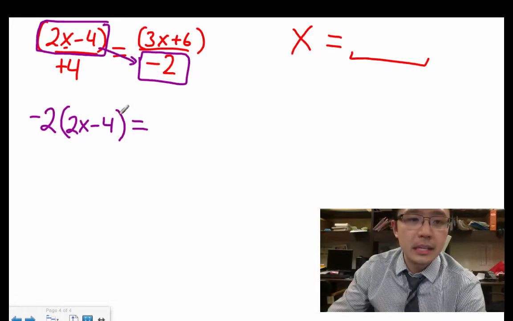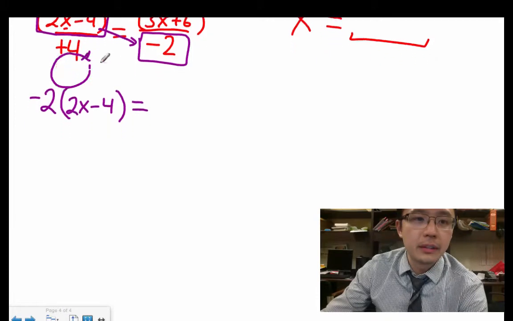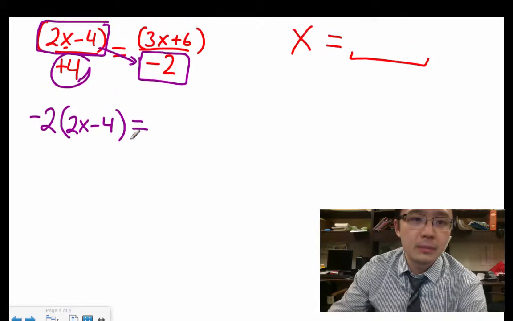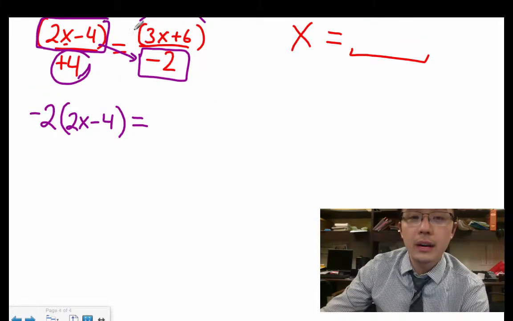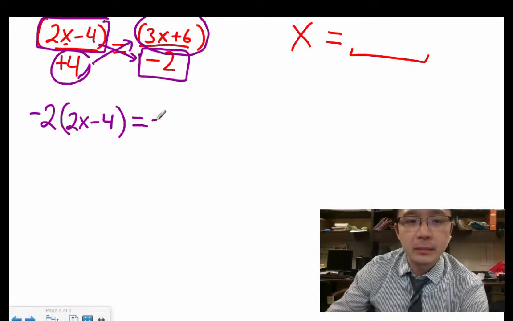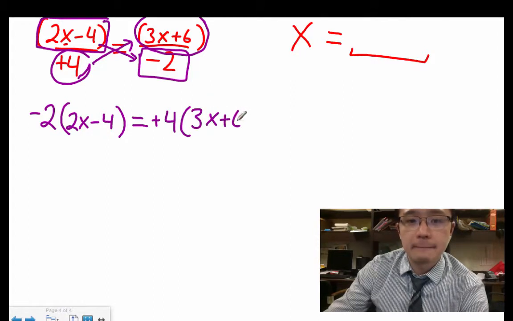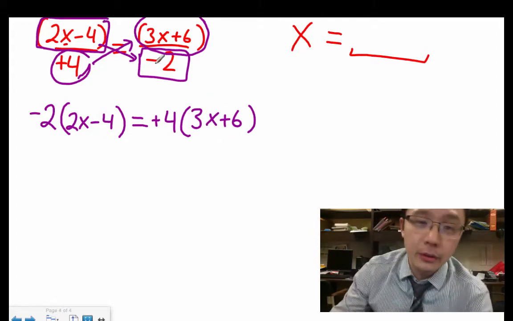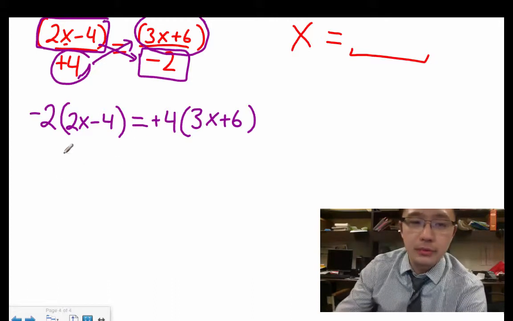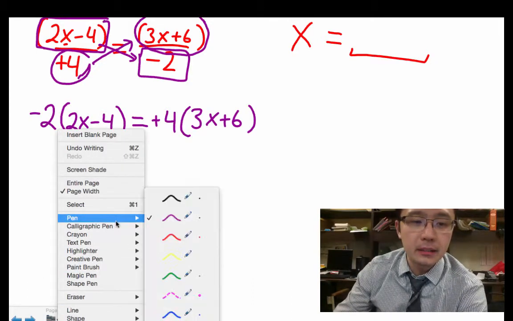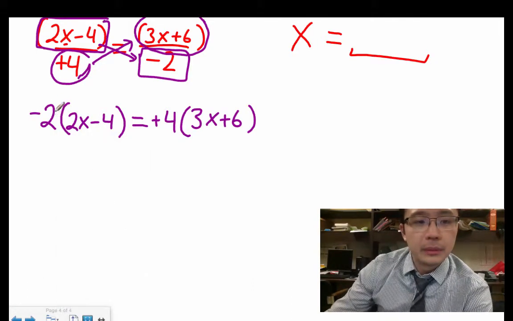This is also going to be equal to, and then we're going to have the denominator, oops, that totally switched places, negative 4 times the top, okay, bottom to the top. So that's going to be my plus 4 times 3x plus 6. So that got rid of our fractions, so we need to distribute now. So we're going to distribute by basically multiplying to each of them.